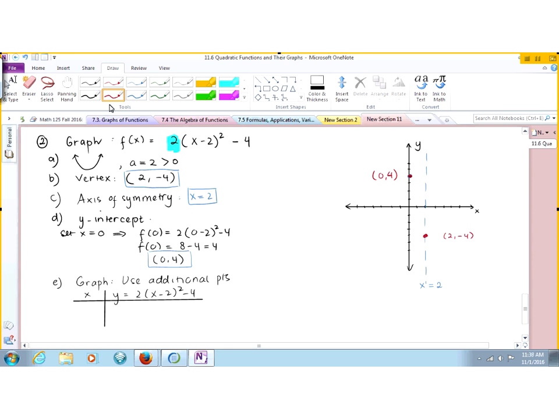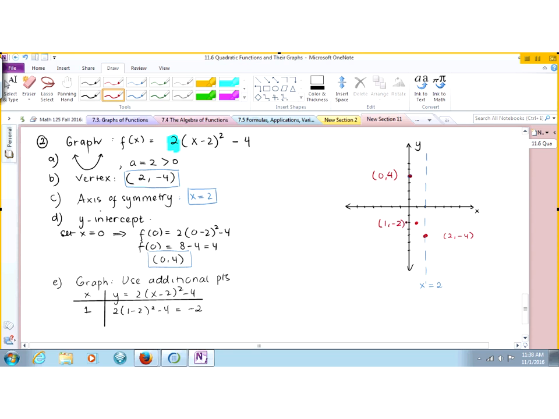Here, do I have it on the left? So this is x equals 0, and x equals 2. So maybe we should try x equals 1, to minimize our work. So when x is equal to 1, what is y? 2 times (1 minus 2) squared minus 4. So this is 2 times 1 minus 4. What is 2 times 1 minus 4? Negative 2? Yes. So 2 minus 4 is negative 2. So it is (1, -2).